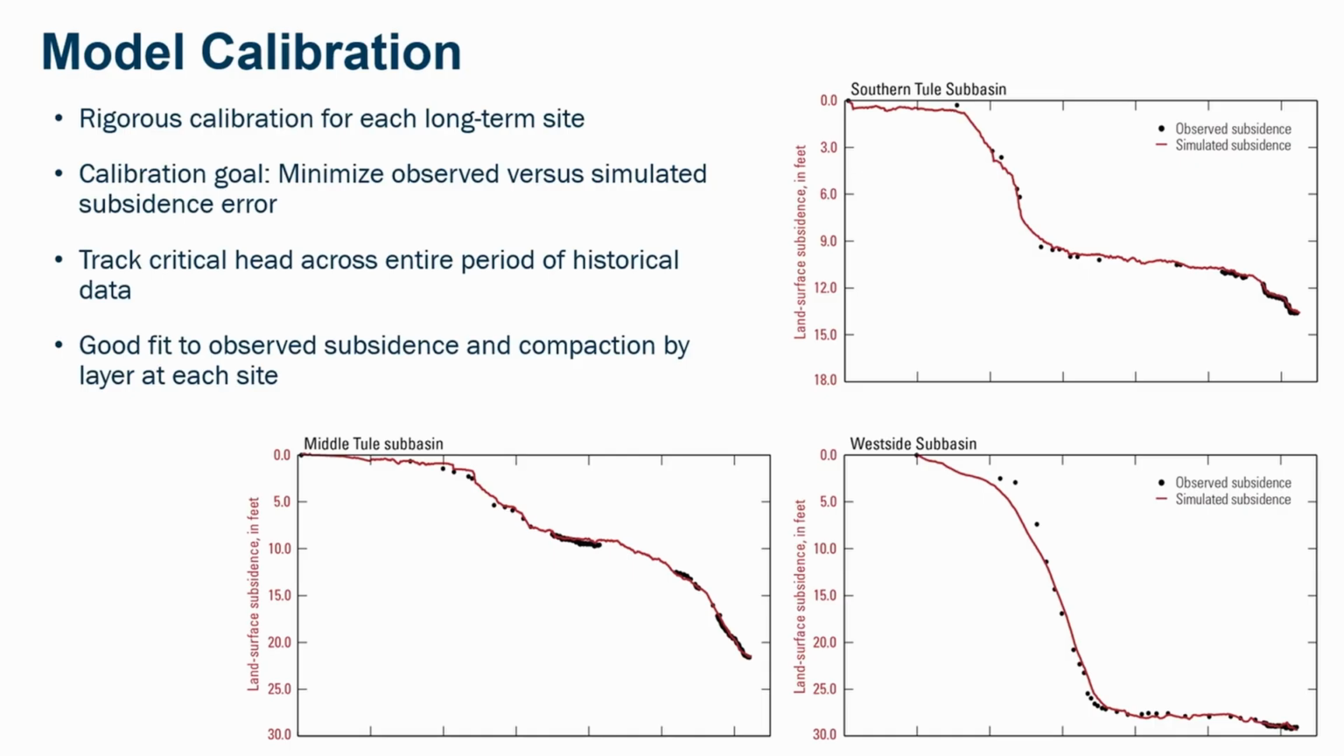So this slide shows the calibration of the observed subsidence record across 100 years at these sites. In the top right of the screen is the calibration to the site in the southern part of the Tule subbasin. The bottom right figure is the calibration at the west side subbasin that I showed earlier in the presentation. And the bottom left figure is the calibration at the middle Tule subbasin site that was also shown earlier in this presentation. So all this is to show that the calibration results look good when you look at the observed versus the simulated data, which sets us up to talk about the simulated results, one of which is critical head.